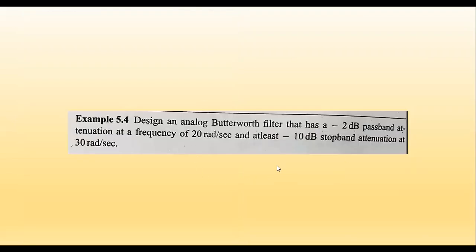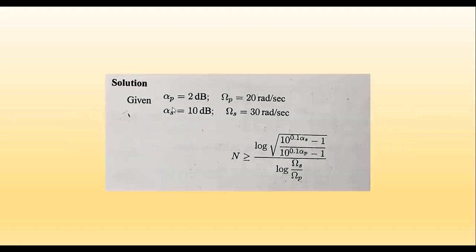So this is again one of the examples which we have already discussed. Design an analog Butterworth filter that has a minus 2 dB passband attenuation at a frequency 20 radian per second and minus 10 dB stop band attenuation at 30 radian per second. So what is the value of passband and what is the value of stop band? It is given. So passband is 2 dB. Passband frequency is 20 radian per second. Stop band frequency is 30 radian per second.